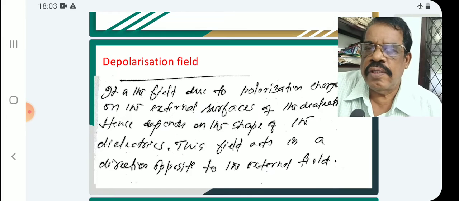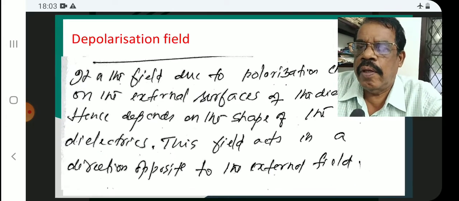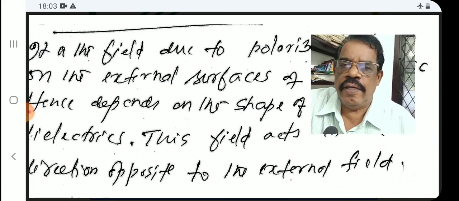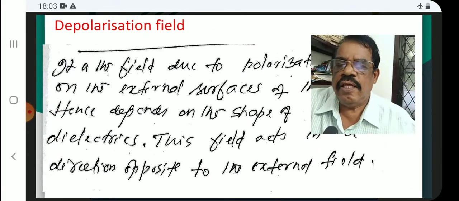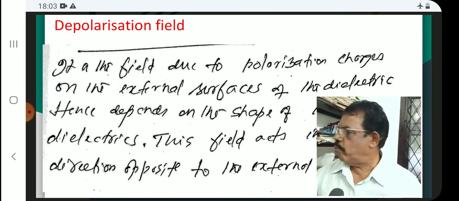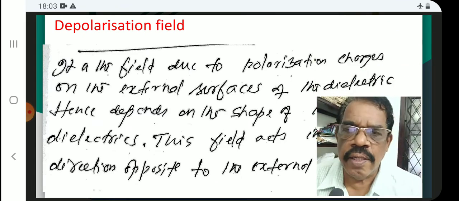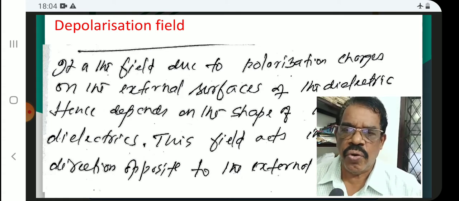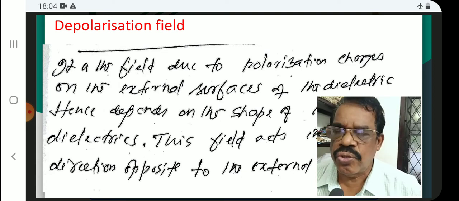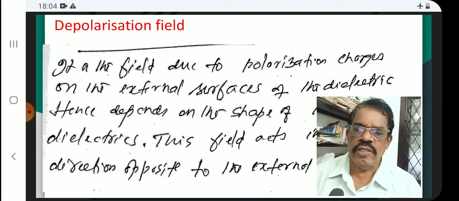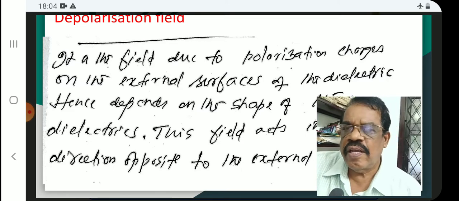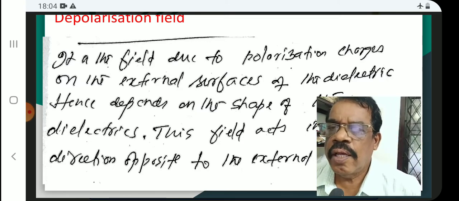So what is actually the depolarization field? When there is a polarized object, there is a depolarization field. We have previously seen E_M is equal to E0 plus E1 plus E2 plus E3, an equation that we have seen in the previous class. That is the molecular polarizability or the atomic polarizability. In E_M equal to E0 plus E1 plus E2 plus E3, the second term E1 we call the depolarization field.